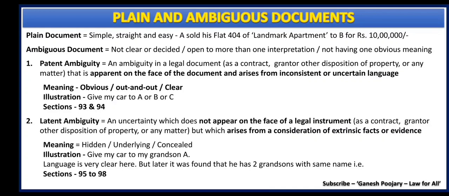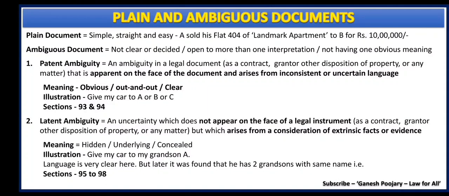And these ambiguous documents are again divided into two. The first one is patent ambiguity. The other one is latent ambiguity. What is patent ambiguity? Patent ambiguity is that ambiguity where an obvious question arises after reading that document, or out and out confusion, or when it is not clear.